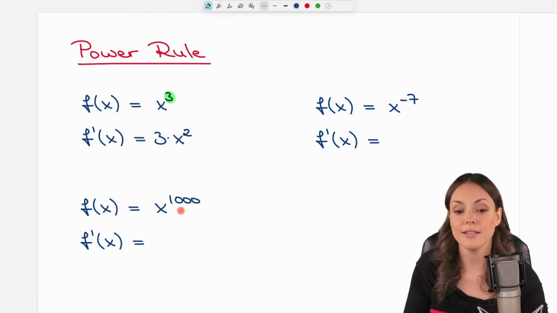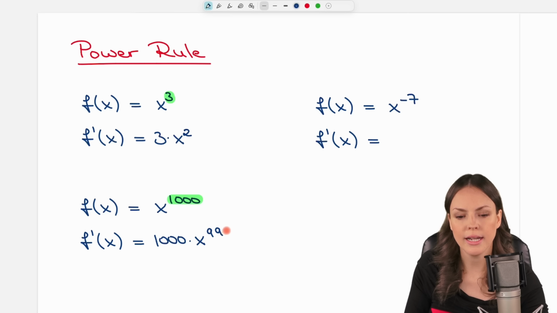The same thing here. It doesn't matter how large this number is. We have x to the power of a number. So the rule is we take this number, the 1000, write it in front of our power, and then we decrease the exponent by 1. So instead of x to the power of 1000, we only have x to the power of 999.